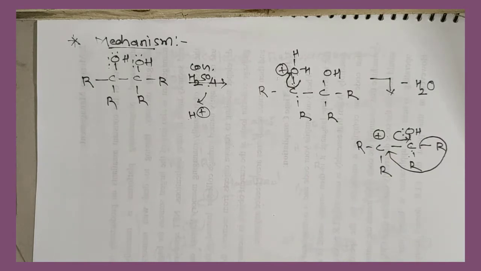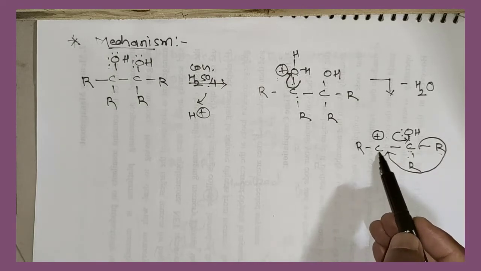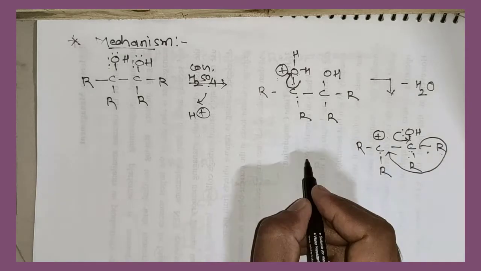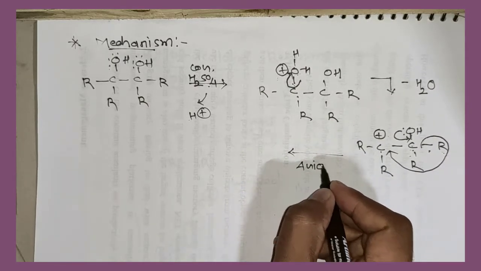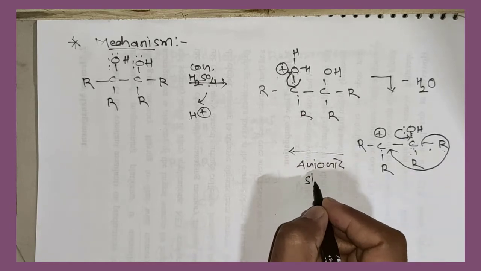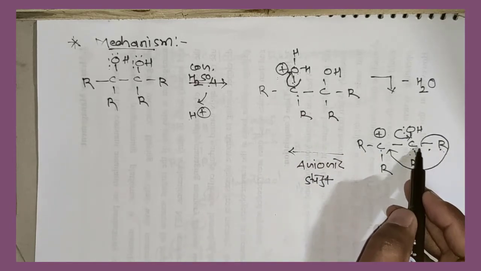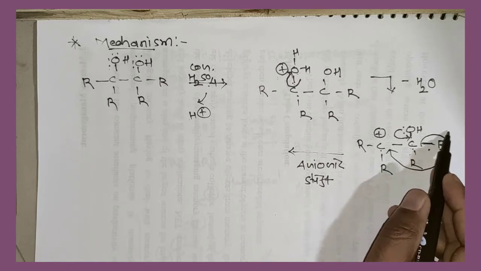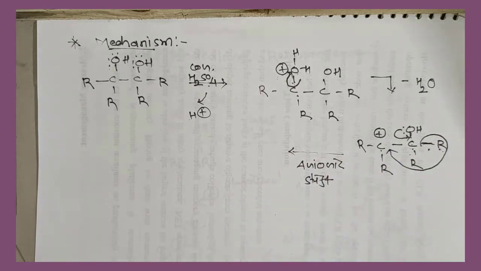Now see the arrow notation properly. Here the R group transfers from this carbon to this carbon with its bonding pair of electrons. So we can say that it's one type of anionic shift. It is an anionic shift because this R group transfers with the pair of electrons, or we can say negatively charged. That's why it's known as anionic shift.